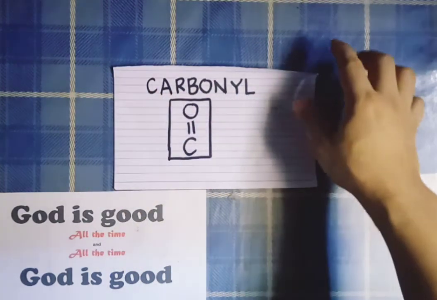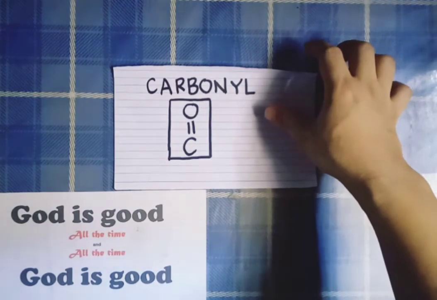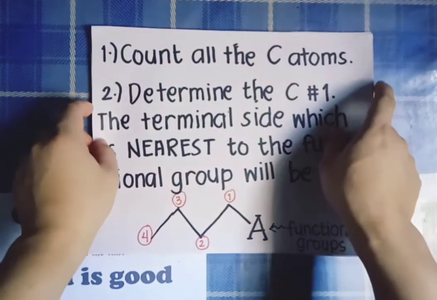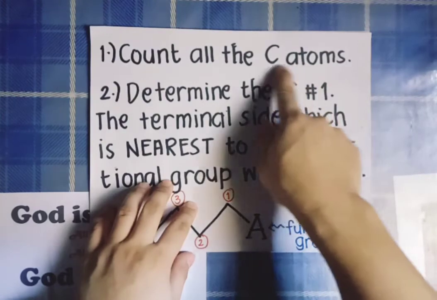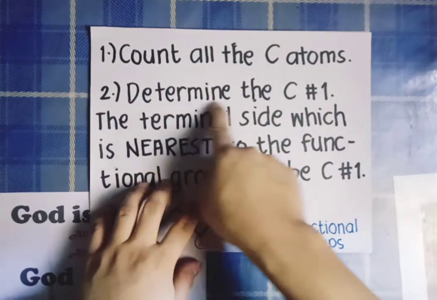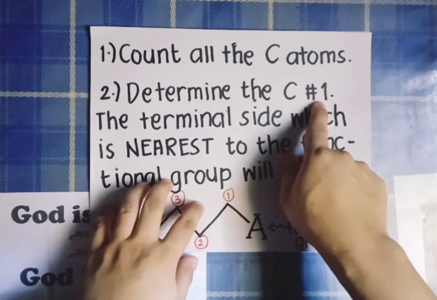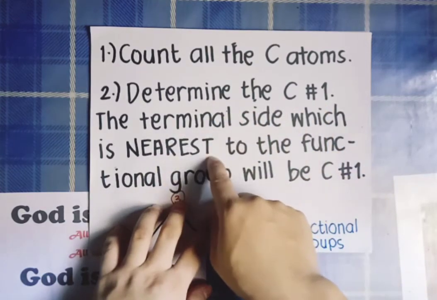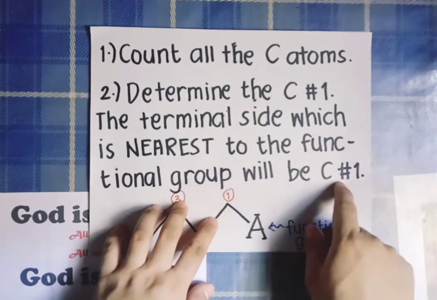Now, just like in our past discussions, before we give a name to an organic compound with a carbonyl functional group, there are actually two things that we need to do first. Number one, we need to count all the carbon atoms in that organic compound. And number two, we need to determine the carbon number 1 in that organic compound. The terminal side, which is nearest to the functional group, will be the carbon number 1.